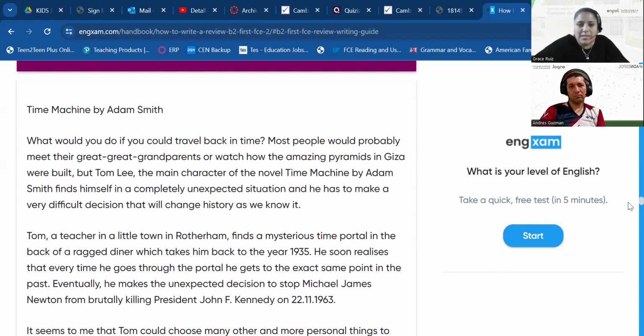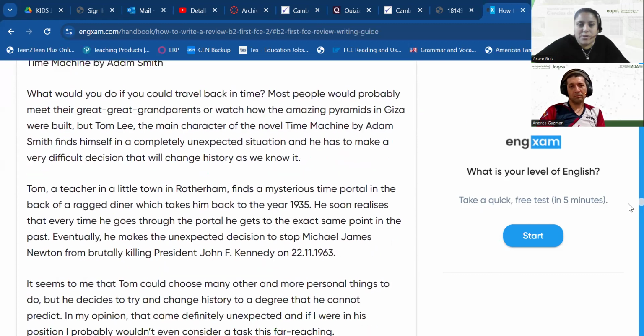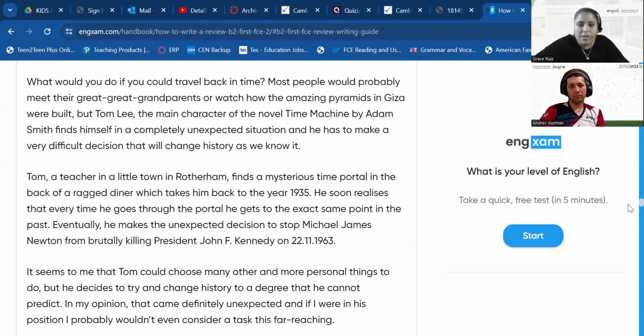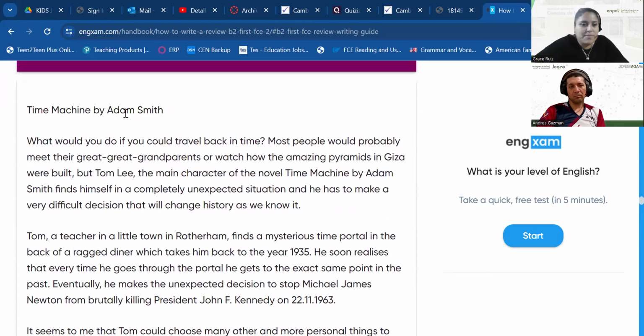see, it has the title of the book and the author, Time Machine by Adam Smith. And then we worked over here. What would you do if you could travel back in time? Most people would probably meet their great-great-grandparents or watch how the amazing pyramids in Giza were built by Tom Lee. The main character of the novel Time Machine by Adam Smith finds himself in a completely unexpected situation, and he has to make a very difficult decision that will change history as we know.